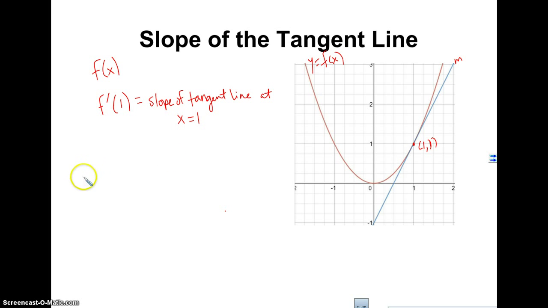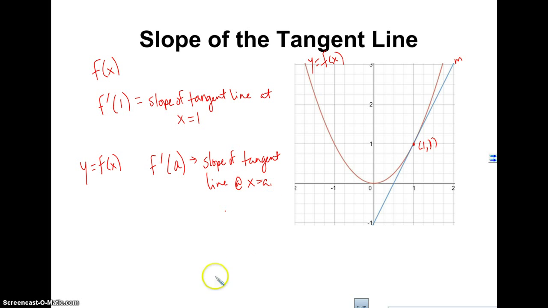So if I have a function y equals f of x, f prime of a is the slope of the tangent line at x equals a. So if I'm looking for the slope of the tangent line or the equation of the tangent line at any point on this curve, all I would have to do is find the derivative and plug in my value of a, and that would give me my slope of the tangent line. Let's take a look at an example.